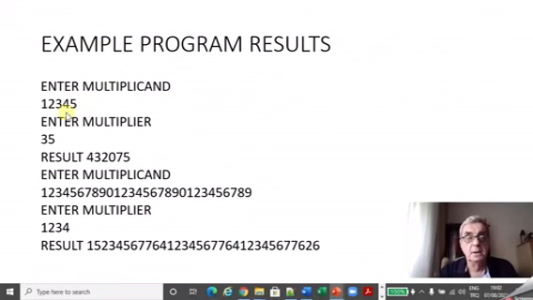Example program. In the example program, we enter the multiplicand, and then we enter the multiplier. The result is this value: 5 times this and 3 times this, shifted by 0. And then we have a very huge number, and what we do here is multiply by 4, shift by 0, multiply by 3, shift by 0, one more digit, multiply by 2, etc. And here is the result.